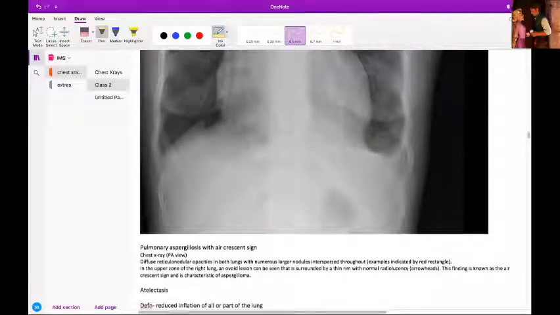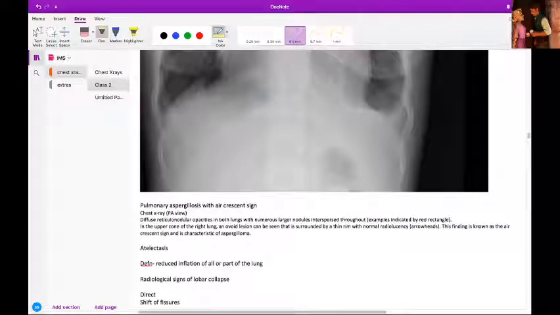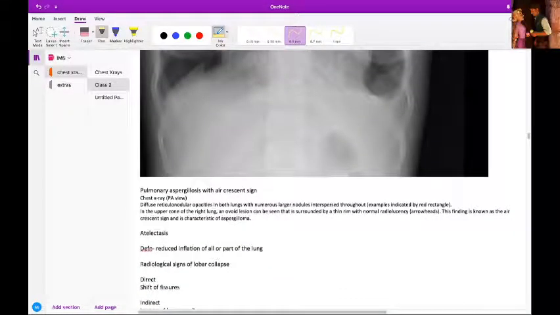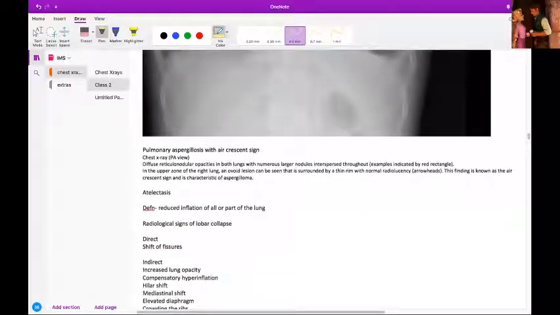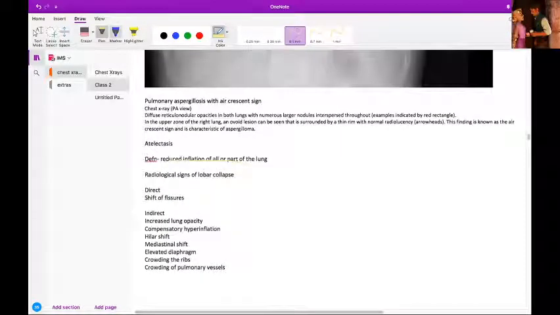Anyways, now we come to atelectasis. I think this is the last main topic. Atelectasis is basically reduced inflation of part or all of the lung. There are some radiological signs in atelectasis. The most direct sign, the most definite sign of atelectasis, is basically shift of fissures.